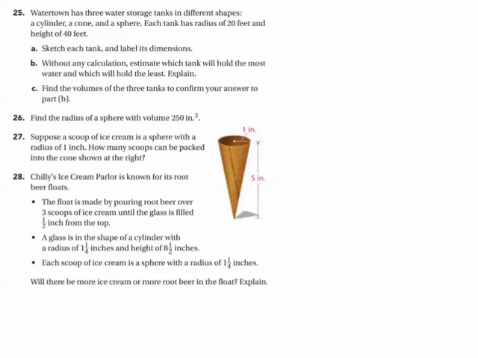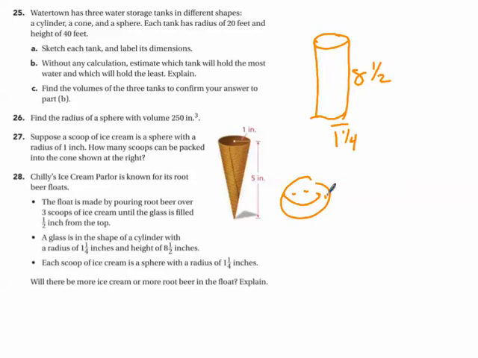On 28, the float is made of pouring root beer with 3 scoops of ice cream until the glass is filled 1/2 inch from the top. A glass is in the shape of a cylinder with a radius of 1 1/4 inches and a height of 8.5 inches. When in doubt, I'm going to go ahead and draw a picture. And so I have a radius of 1 1/4 and a height of 8 1/2. I also have my sphere, which has a radius of 1 1/4.